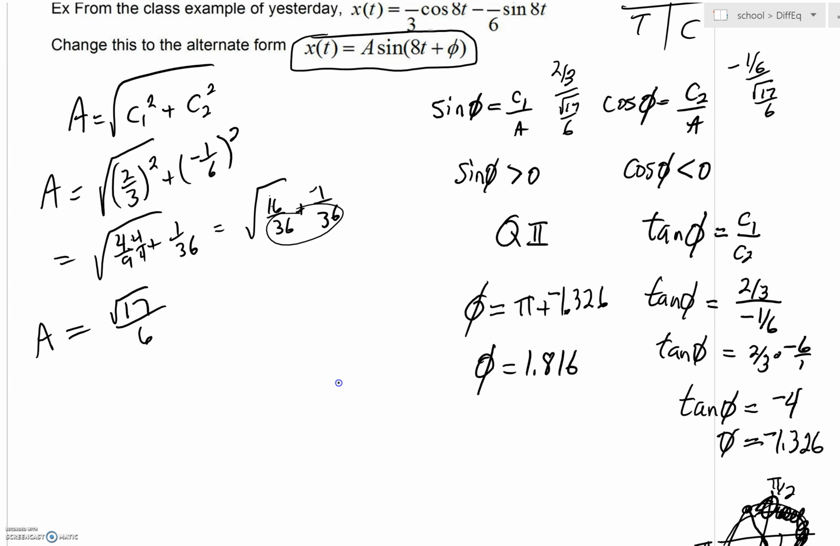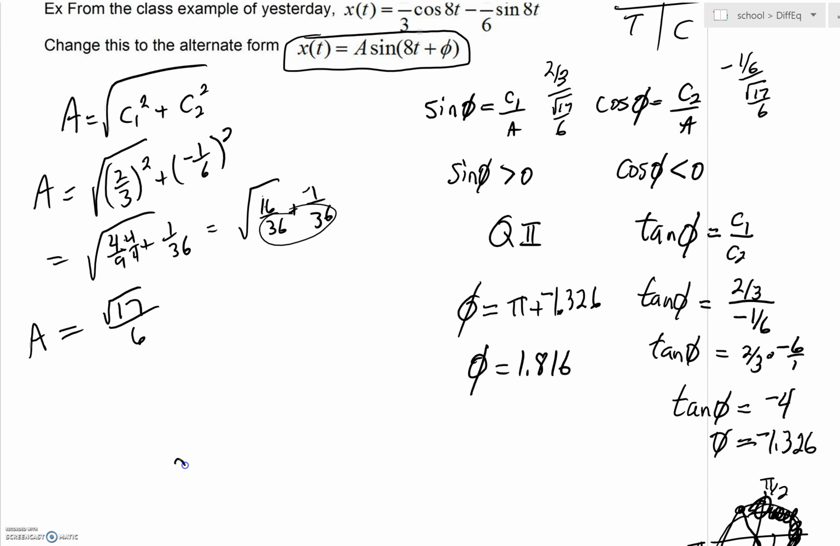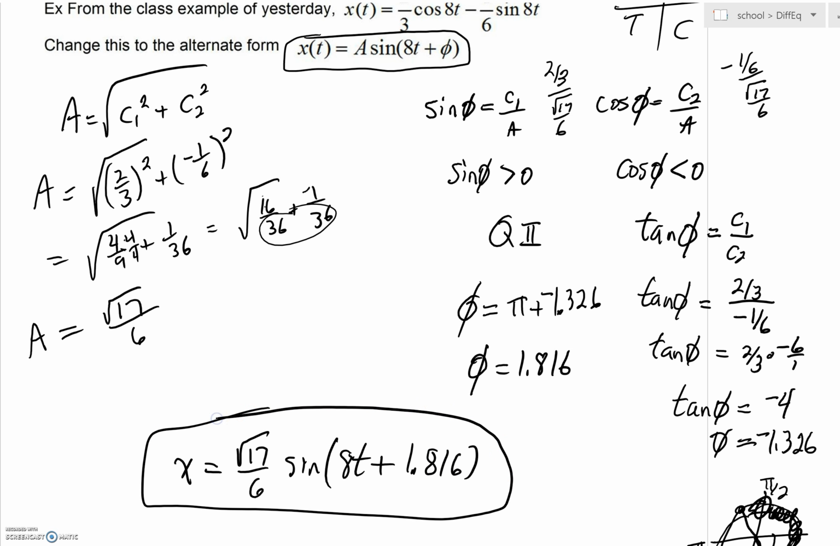So, as we're looking at the top of the screen here, we're going to say x is equal to our A, which is radical 17 over 6, sine of 8t plus 1.816. What's the benefit of this? Well, now we just have one simple trig function to work with. Our periodic motion is described not with two trig functions, but just one. We know the amplitude. It's actually a lot more concise.